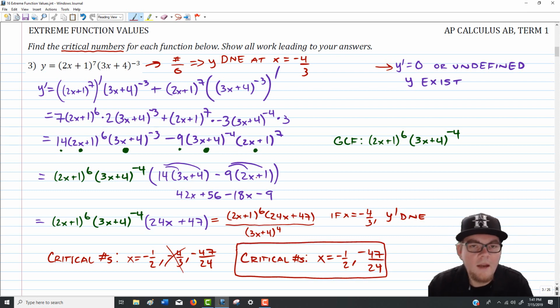This is our first one where we had a distractor critical number to look out for. Keep that in mind. A vertical asymptote, or the x value where a vertical asymptote occurs, is very important, but it does not qualify as a critical number by definition. So keep that in your mind. It's a new thing for me too, but I think we're going to get it in hand.